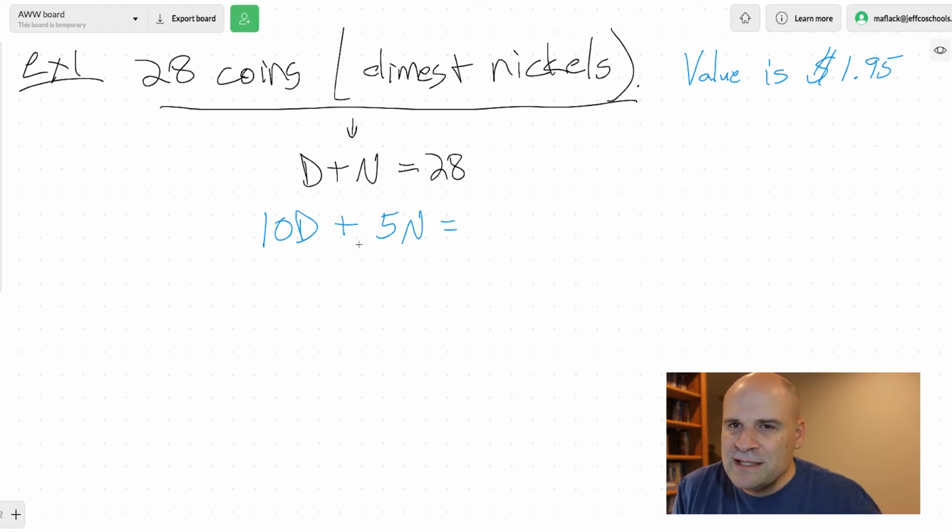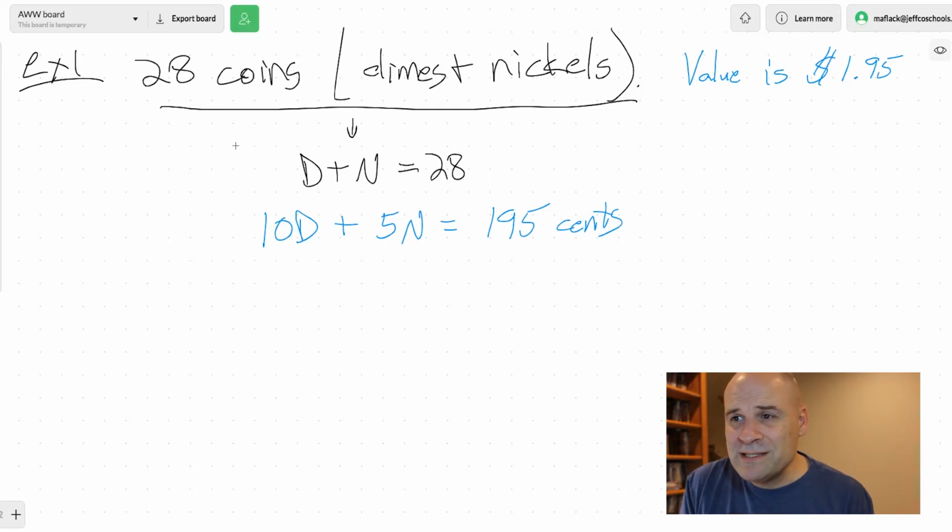Well, first of all, let's get something straight. Are we going to go dollars or are we going to go cents? If we wanted to go dollars, then this wouldn't be 10 times the number of dimes. It would be 0.10 times the number of dimes because it's 10 cents. And 0.05 is how much each nickel is worth, so 0.05 of a dollar. So that's confusing. Let's just convert everything to cents. So instead of $1.95, we're going to say 195 cents. Okay, you okay with that? I'm okay with that. All right, so now we've got a system of equations.